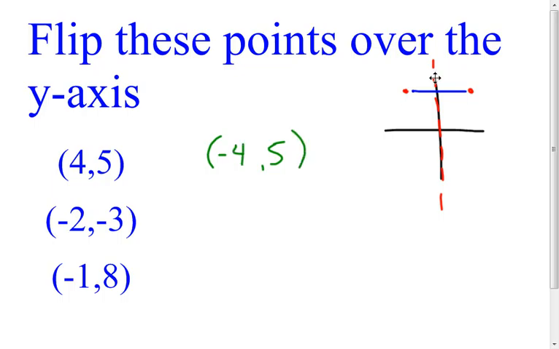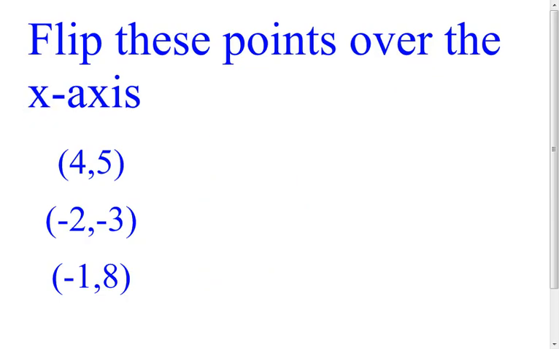And once I do that, I don't need to do it for all the other ones, because now I remember that, oh yeah, that's right, when I flip over the y-axis, the y value always stays the same, and it's the x value that changes. So that's going to stay at the -3, and my x value is going to become +2. My x value changes, it's going to become the +1, and the y value stays as is. And I'm done.